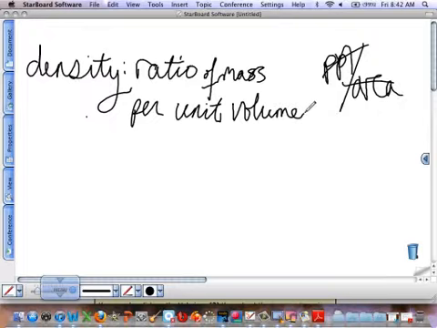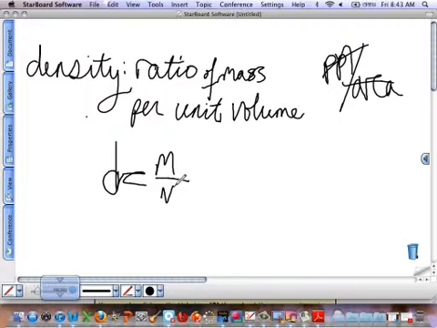So if we're going to represent this using a formula, density is a ratio meaning fraction. What goes on top, what goes on the bottom? There we go. It's the ratio of mass per unit volume. D equals M over V. That's it. What do I mean by unit volume? If I say 100 kilograms over 50 milliliters, is that a unit volume?